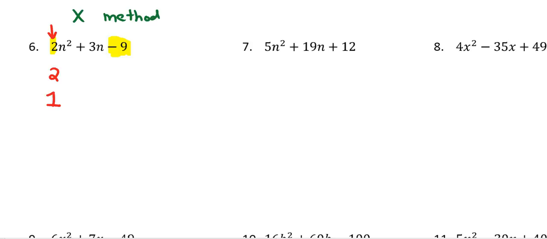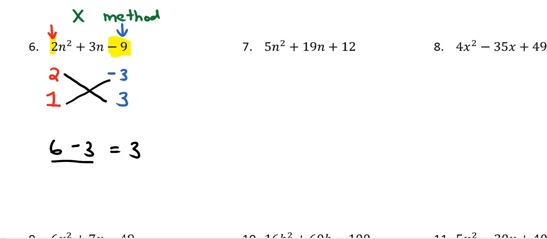times 1. And then you need to find 2 numbers that multiply to negative 9. So one could be negative 3 and 3. And then what you have to do now is you just crisscross or create an x. So 2 times 3 would be 6, and 1 times negative 3 will be negative 3. And then 6 minus 3 will give you positive 3, and this 3 must match this middle number there. So I know that the x I've created here is correct.